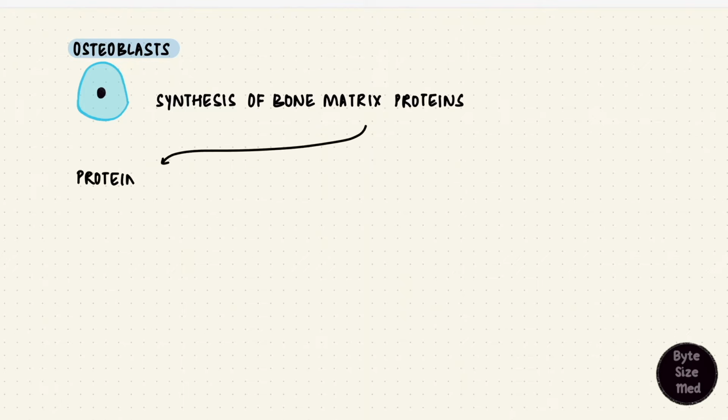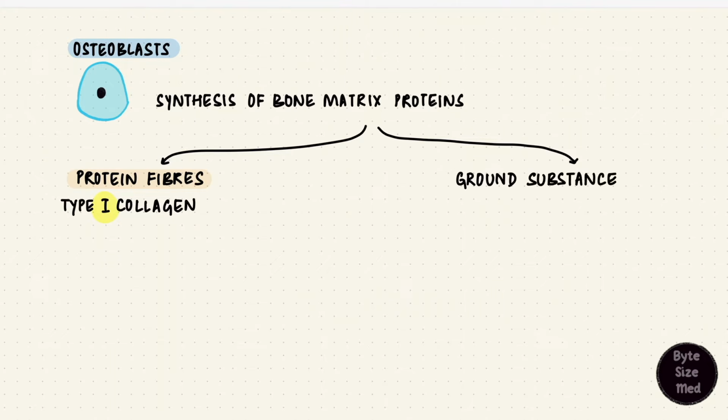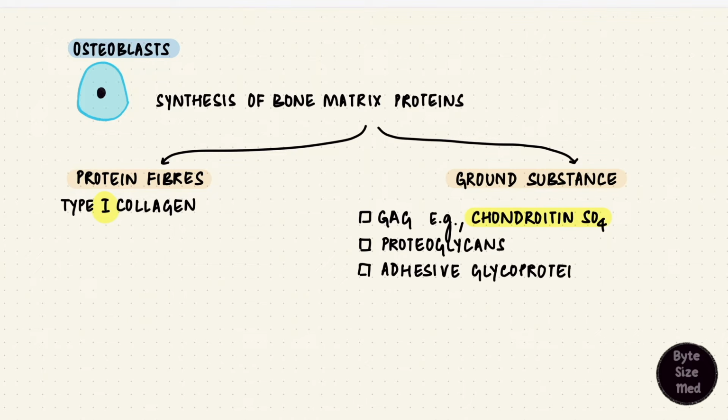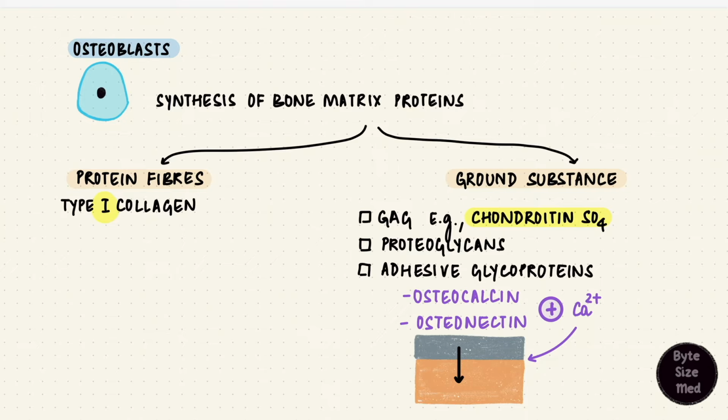Osteoblasts synthesize the bone matrix. The abundant protein fiber in bone tissue is type 1 collagen, so that is synthesized by osteoblasts. The ground substance proteins are also produced by the osteoblasts. That's glycosaminoglycans like chondroitin sulfate, proteoglycans, adhesive glycoproteins like osteocalcin, osteonectin. They're all synthesized by osteoblasts. Things like osteocalcin and osteonectin are important because they can avidly bind to calcium, and that's needed for mineralization of bone, that's calcification of the bone matrix.